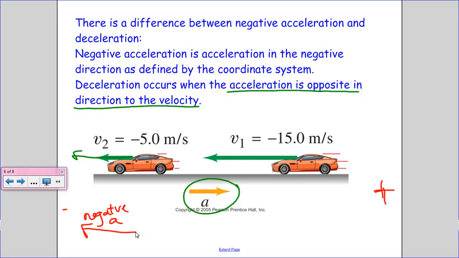However, the acceleration is in the positive direction. So this is a positive acceleration, but given that the car was already traveling in the negative direction, it is also a deceleration. So negative acceleration and deceleration are not the same thing.